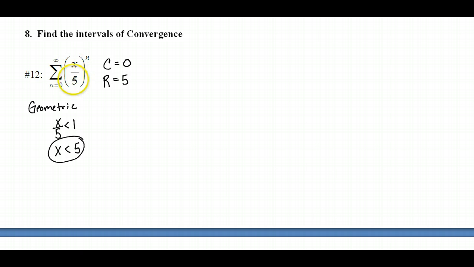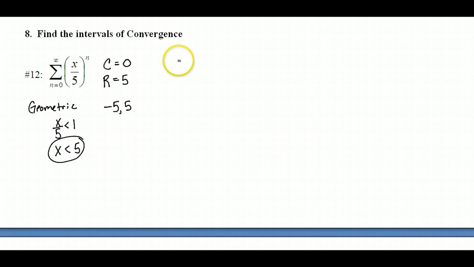And looking at this, it's pretty obvious. Sometimes after I write, here's my center, here's my radius. So my center is at 0, my radius is 5. Well then, set up your interval right away. So it's -5 to 5 would be our entire interval. We have to check the endpoints, and you have to show work for it.